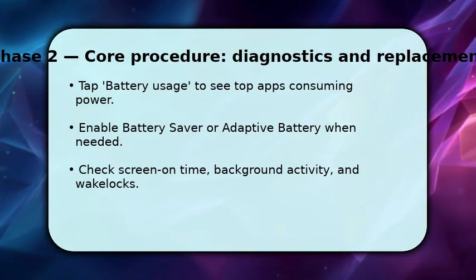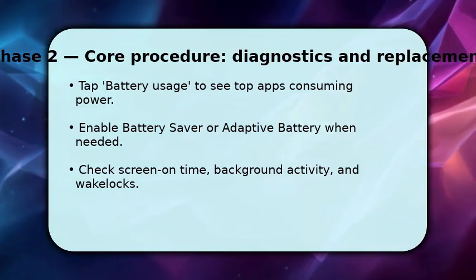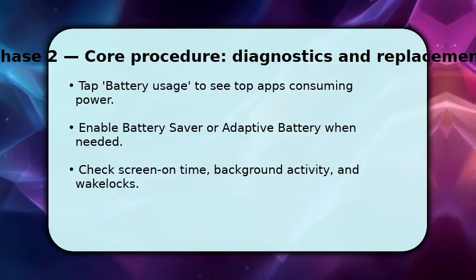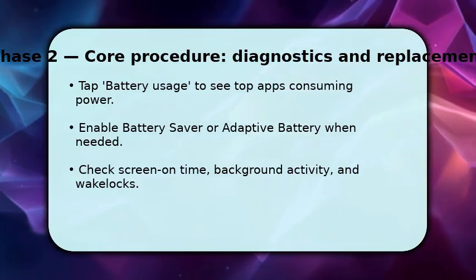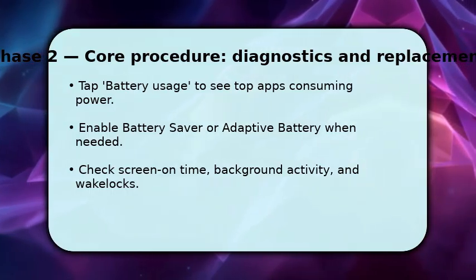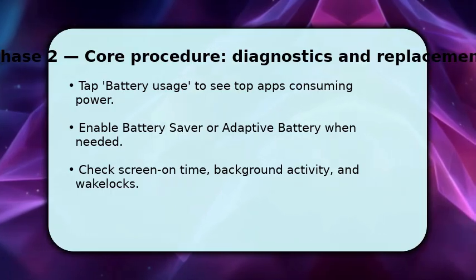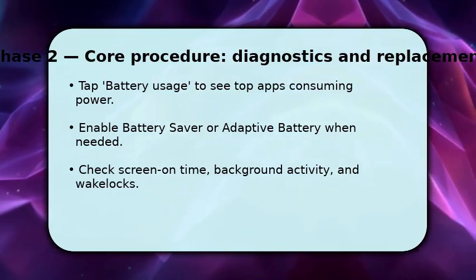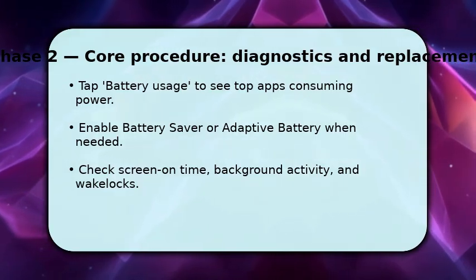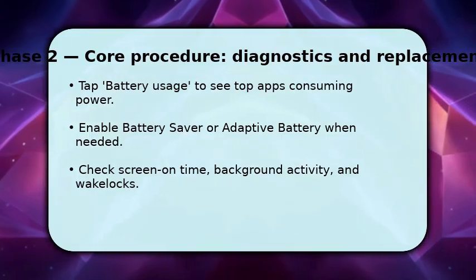You now tap into battery usage to see which apps drain power. This shows foreground and background consumption so you can act. If an app shows high background usage, force stop or restrict it, because background activity often causes the biggest drain. Make sure to enable Battery Saver or Adaptive Battery when you need extended life. These limit background work and reduce refresh rates. Once you adjust app settings, monitor screen-on time and wake clocks for the next hour to confirm improvements.